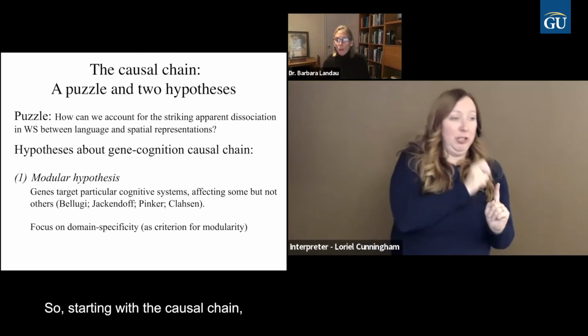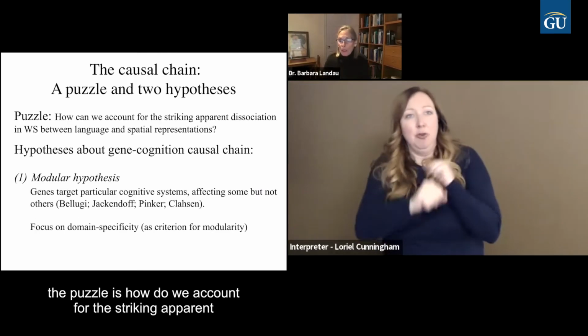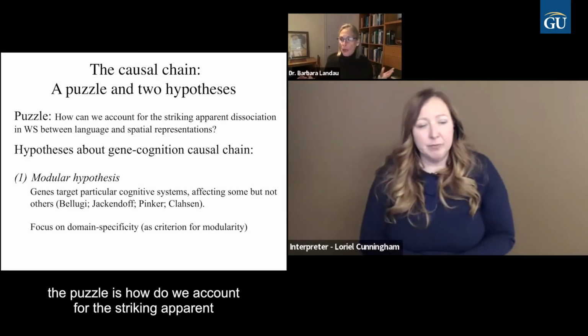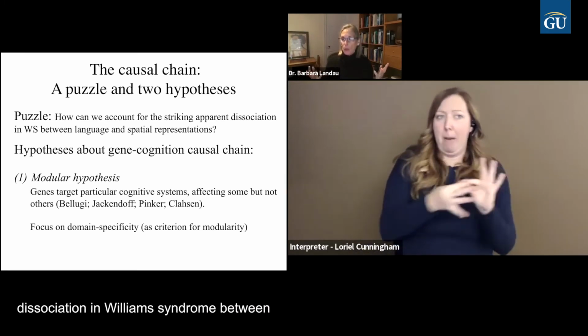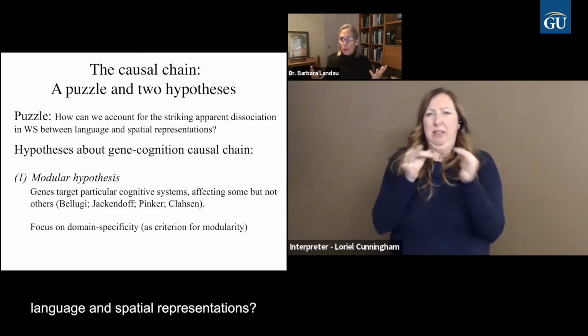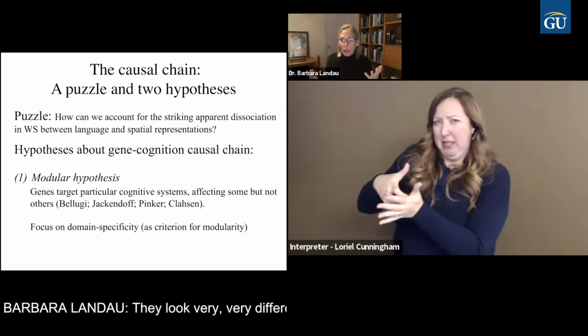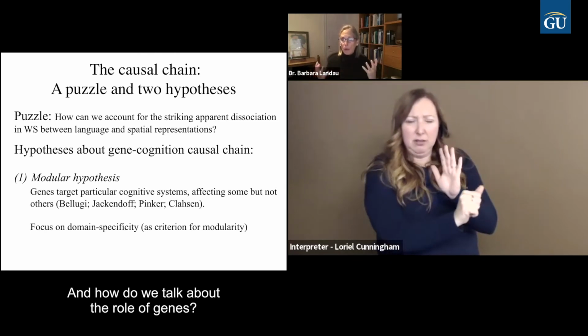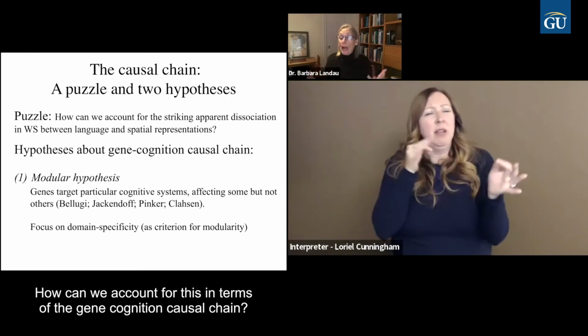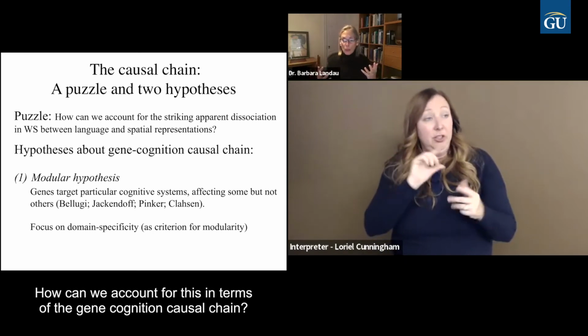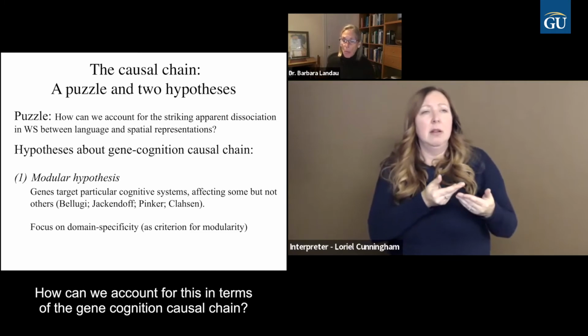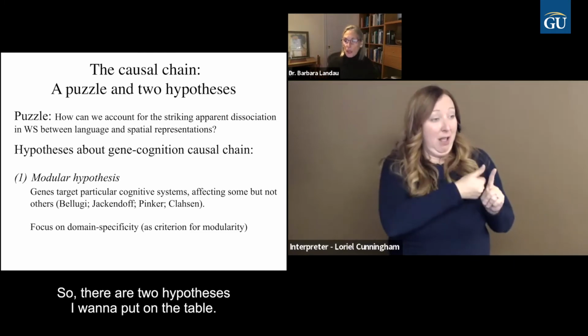So starting with the causal chain, the puzzle is, how do we account for the striking apparent dissociation in Williams syndrome between language and spatial representations? They look very, very different. And how do we talk about the role of genes? How can we account for this in terms of the gene cognition causal chain? So there are two hypotheses I want to put on the table.